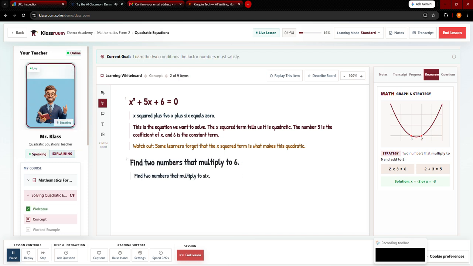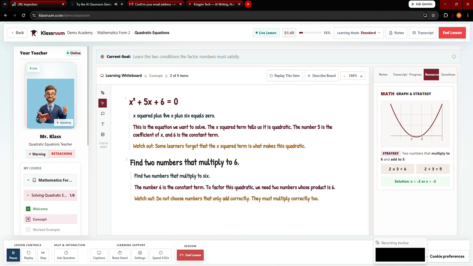Find two numbers that multiply to 6. The number 6 is the constant term. To factor this quadratic, we need two numbers whose product is 6. Watch out, do not choose numbers that only add correctly. They must multiply correctly too.